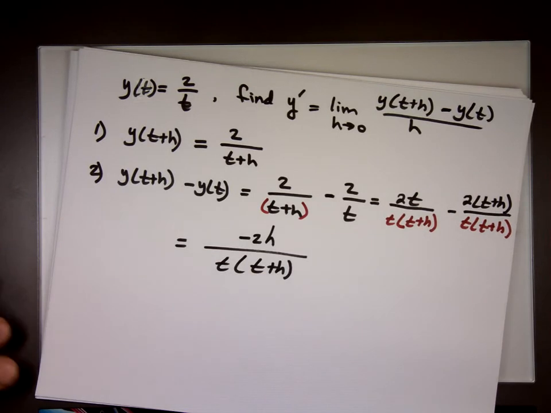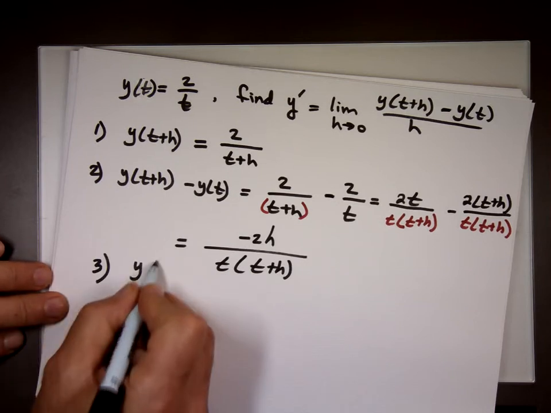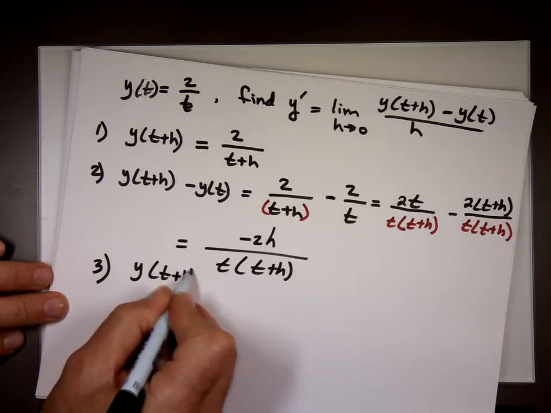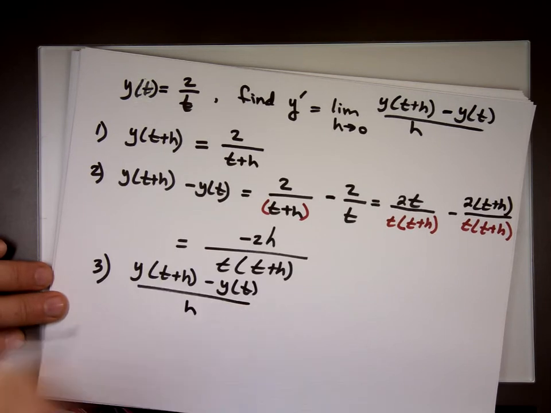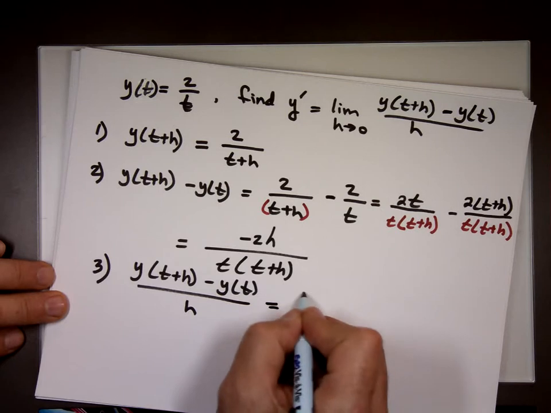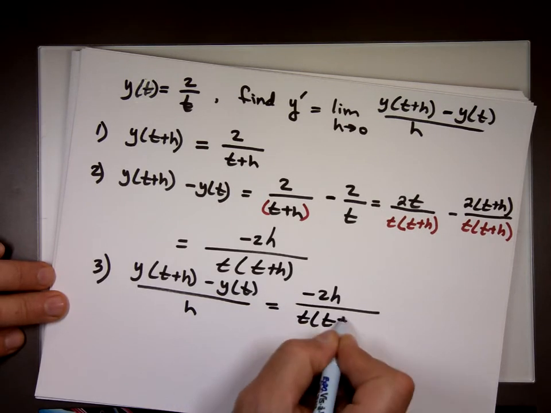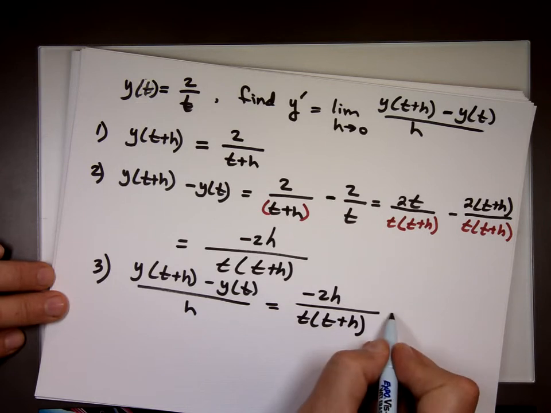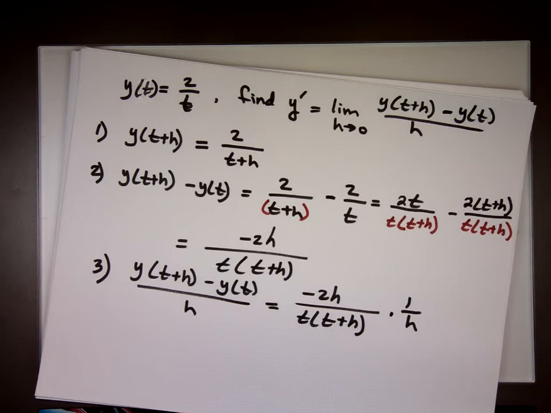Good. Step number 3, what are we going to do? Divide by what? H. Well, when you divide that fraction by H, that's the same as multiplying by what? 1 over H. Yep, the reciprocal. H's will cancel.